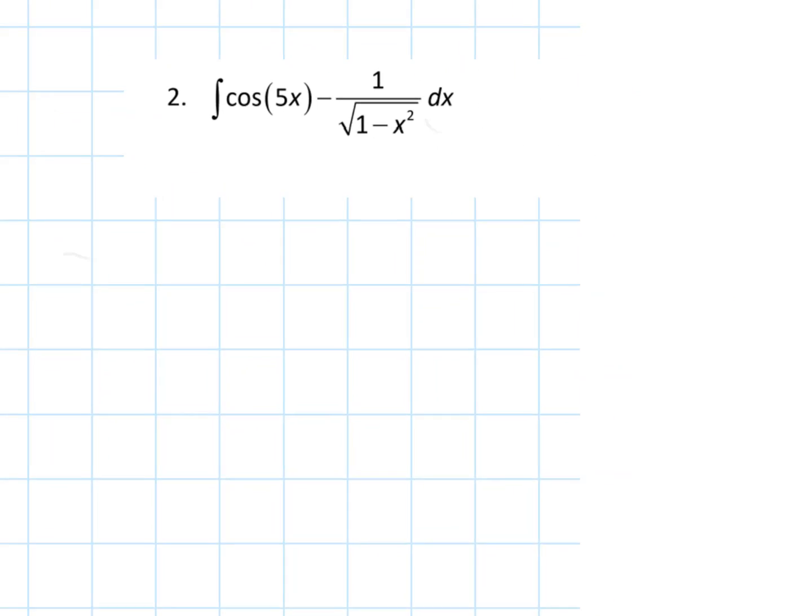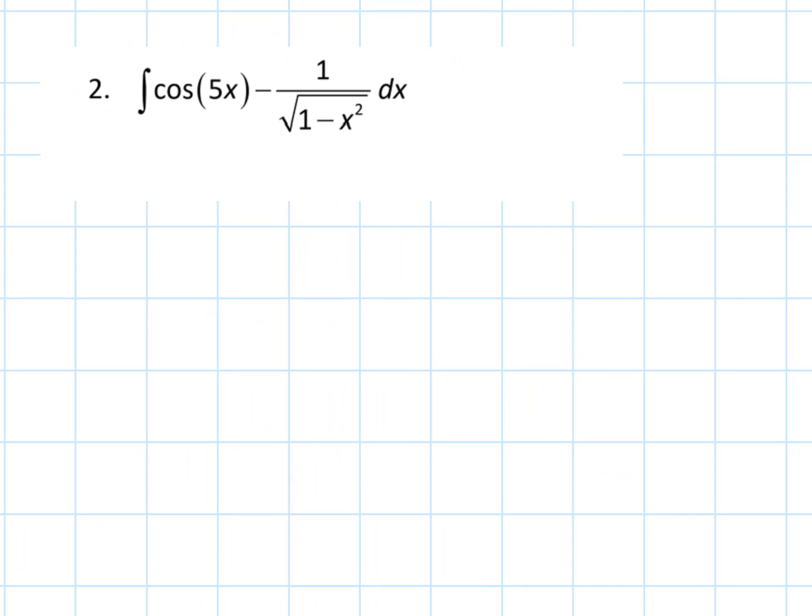Okay, let's look at another one. Let's take a look at this one. So again, indefinite integral, so we're just going to be finding the general antiderivative here.